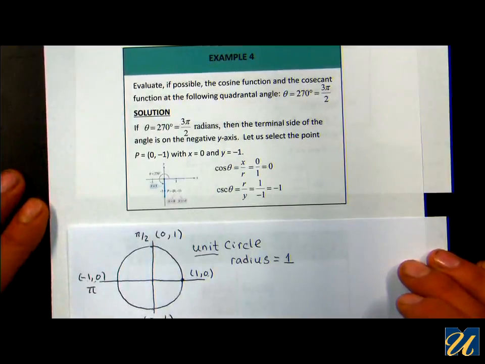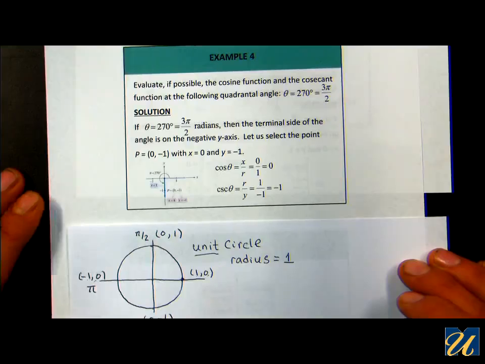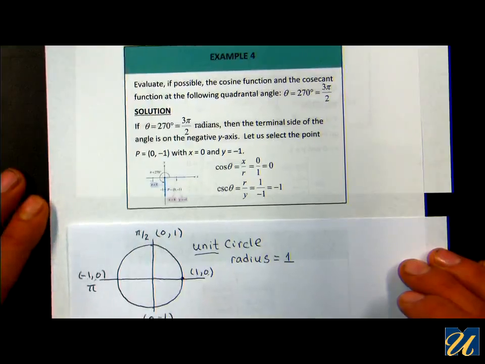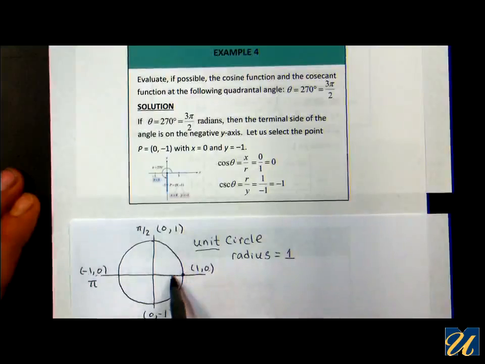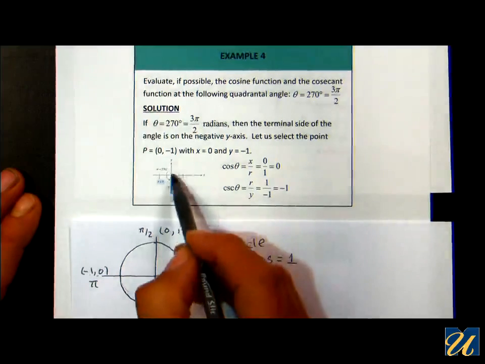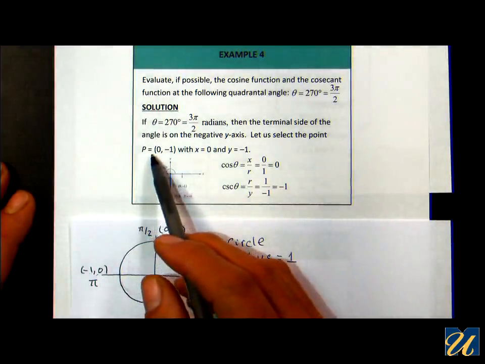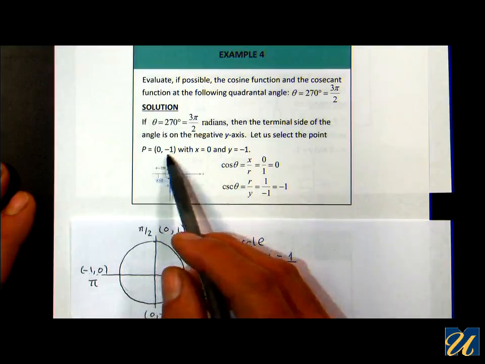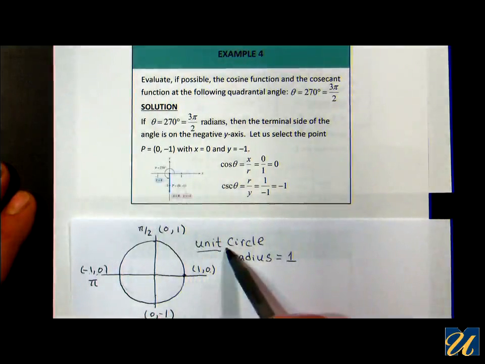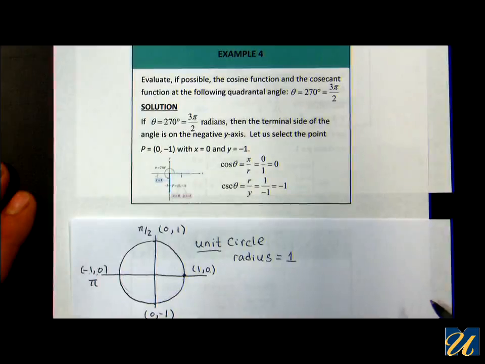Evaluate if possible, again the cosine and the cosecant, now at 270 degrees or 3 pi over 2. So we're now rotating from the positive x-axis all the way around to the negative y-axis, as the picture shows. The coordinate there is 0, -1, because, again, the radius is equal to 1. That's why it says, let us choose P to be 0, -1.